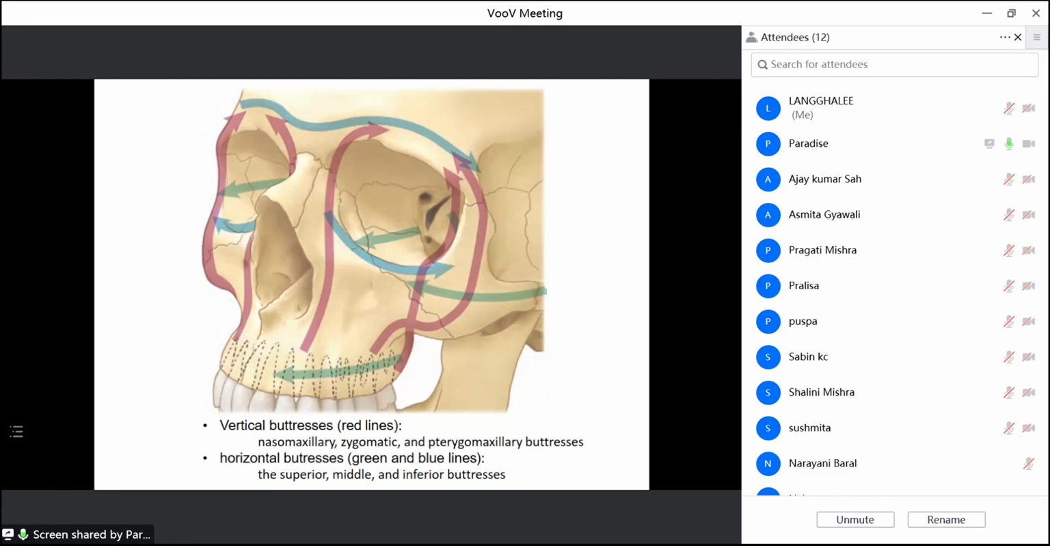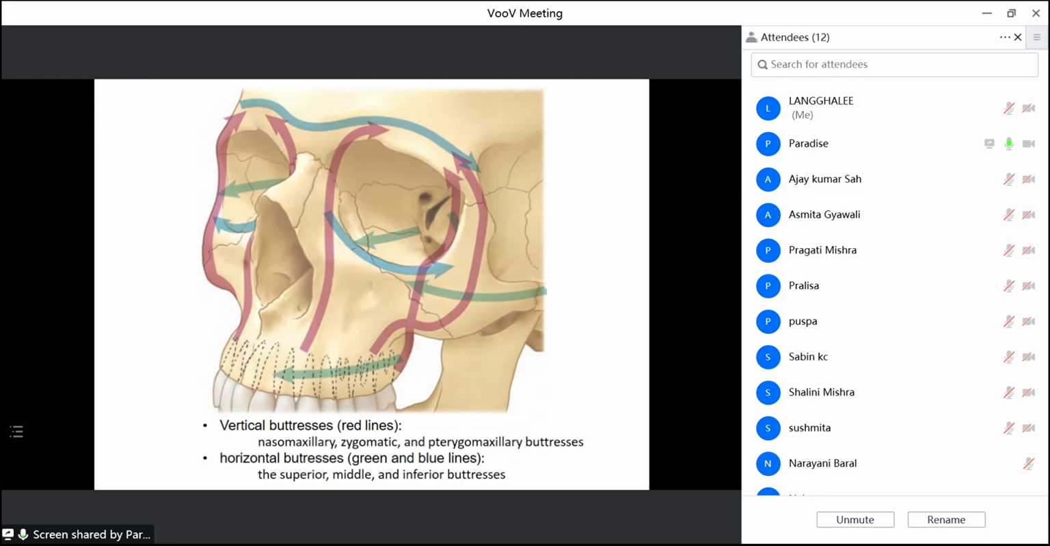Other differences in case of maxilla or midface: we have to place at least 2 screws on either side of the fracture line, unlike in mandible, where we have to place at least 3 screws on either side of the fracture line. In maxilla or midface, we have to put only 2 screws on either side of the fracture line. Other difference is the length of the screws. In case of mandible, for a monocortical screw, we use 2 by 6 mm or 2 by 8 mm screw.